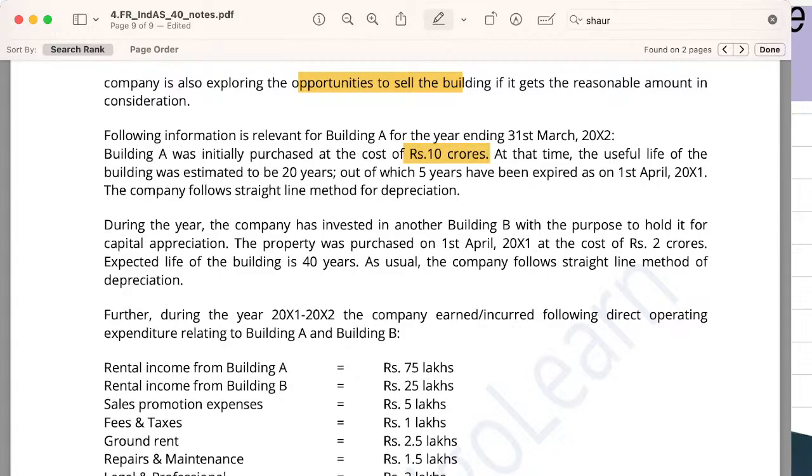At the time, the useful life of the building was estimated to be 20 years, out of which 5 years have expired as on 1st of April of year 1. So, as on 1st of April, 5 years have already been completed. Company follows a straight line method of depreciation.